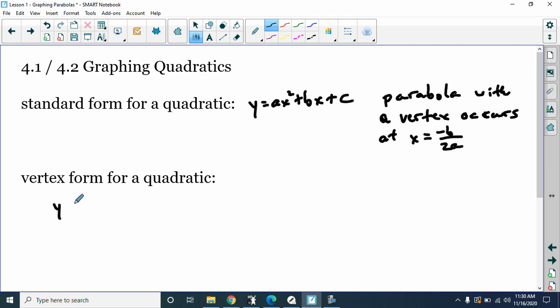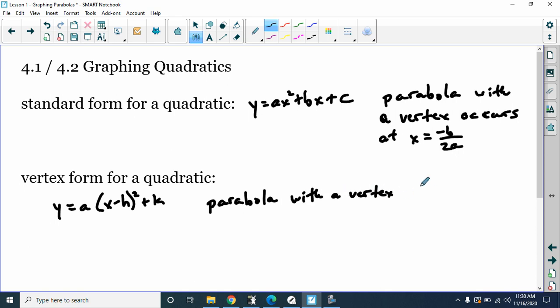Vertex form looks like this: y equals a times the quantity x minus h squared plus k. Again, it is a parabola. And it's called vertex form because the vertex, you can see it right in the equation. It is at the point (h, k). (h, k) will give us the vertex.